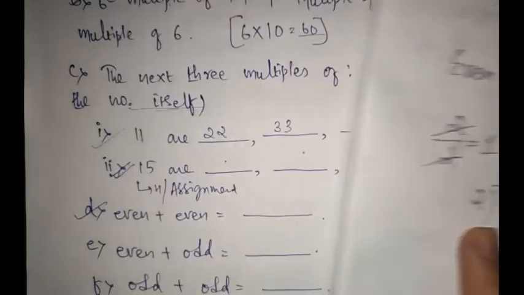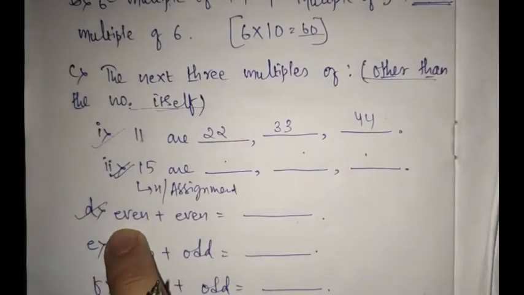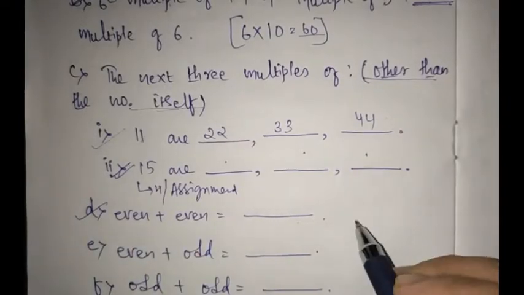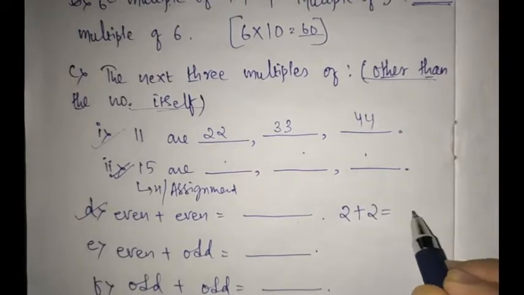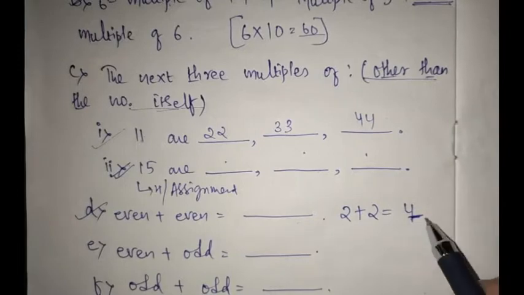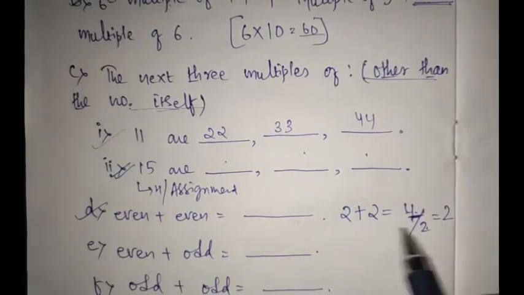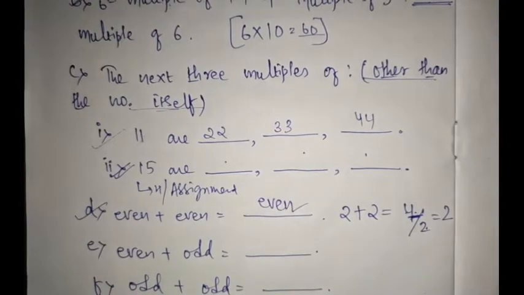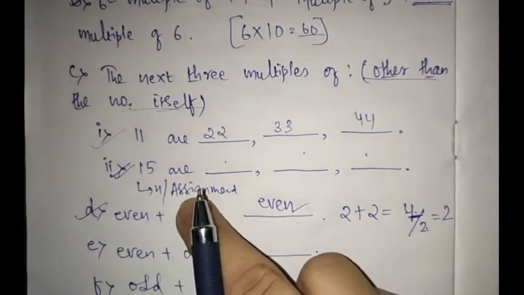Okay, so when you add an even number and an even number, say you have 2 plus 2 is equal to 4. This 4 is an even number. Why? Because this number can be divisible by 2. 2 twos are 4, right? So yes, when you add an even number and an even number, you will get an even number only.